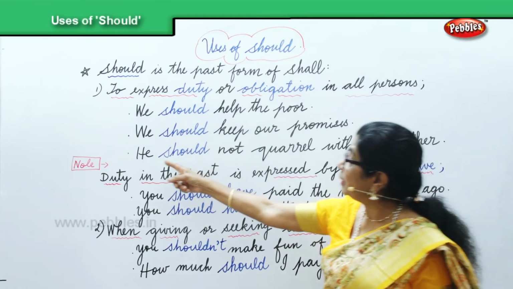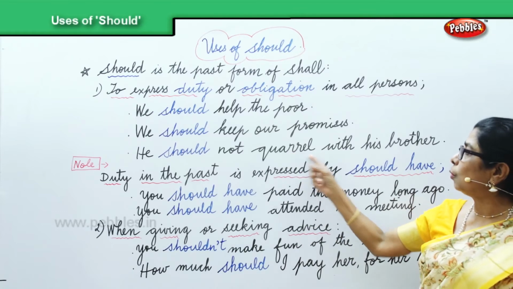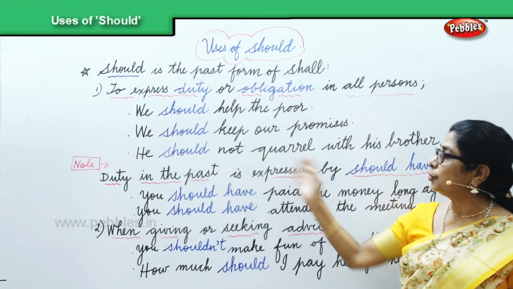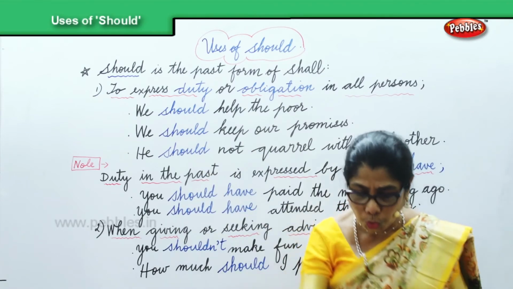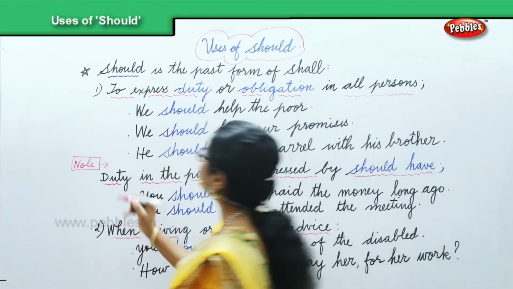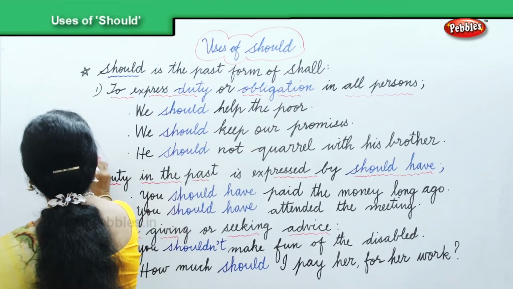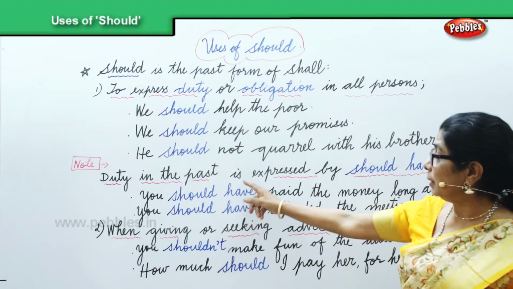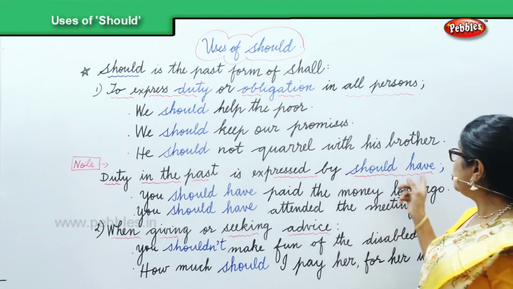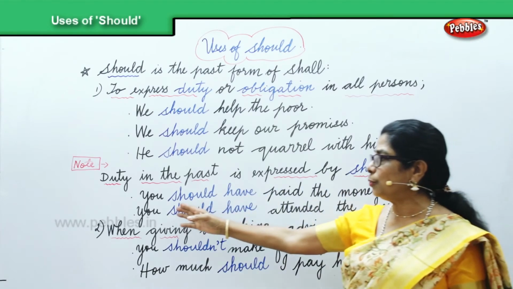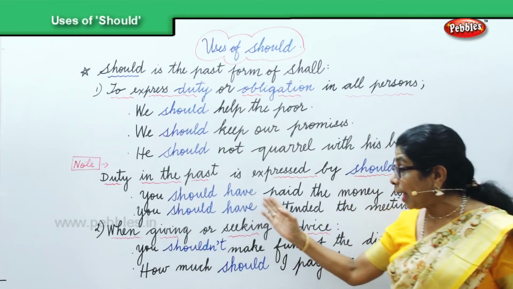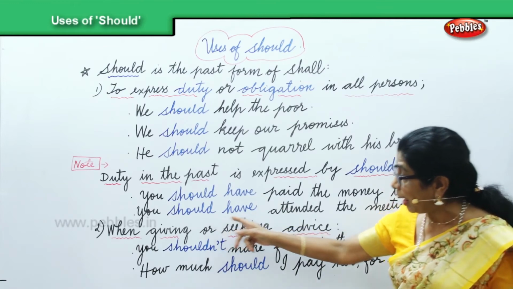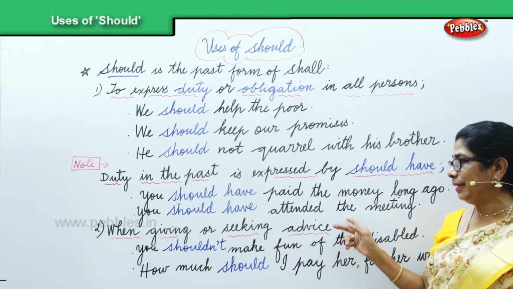Next, obligation. He should not quarrel with his brother. He's supposed to take care of his brother. His obligation is to look after the brother. We have to note something here. It says, duty in the past is expressed by should have. So look at the two sentences here. You should have paid the money long ago. You should have attended the meeting.